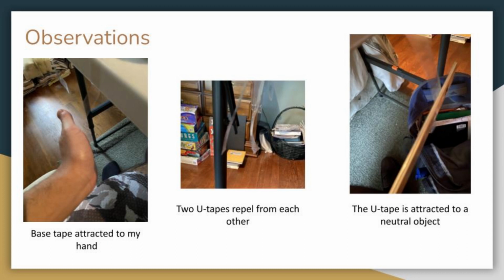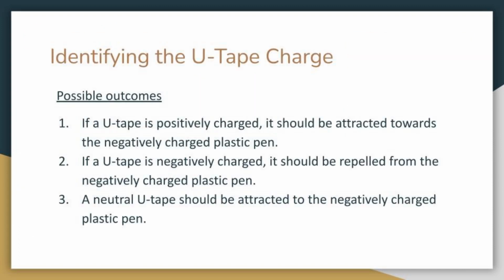I was able to make the base tape attract to my hand, and I was also able to make the two upper pieces of tape repel from each other as I expected. The U-tape and the neutral objects were also attracted to each other. Then I had to identify the charge of the U-tape by looking at the interaction between the tape and a plastic pen. If the U-tape was positively charged, it should have attracted the negatively charged plastic pen. If the U-tape was negatively charged, it should have repelled from the negatively charged plastic pen.